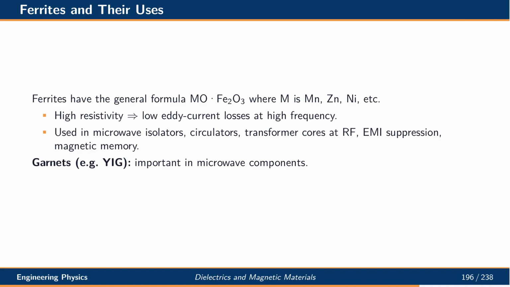Ferrites have the general formula MO times Fe2O3, where M is a divalent metal such as manganese, zinc, or nickel. Their high electrical resistivity gives them very low eddy current losses at high frequencies. They are widely used in microwave isolators, circulators, RF transformer cores, electromagnetic interference suppression, and magnetic memory. Yttrium iron garnet and related garnets are particularly important in microwave components.